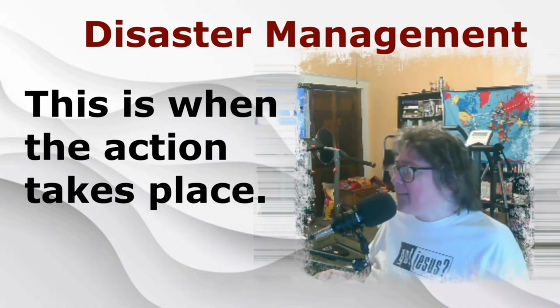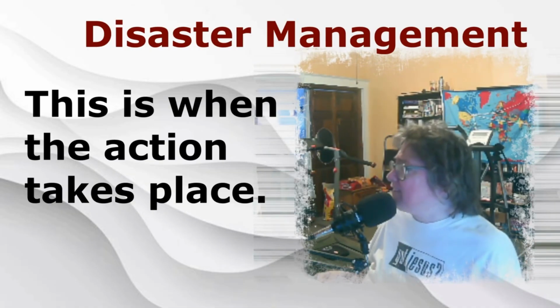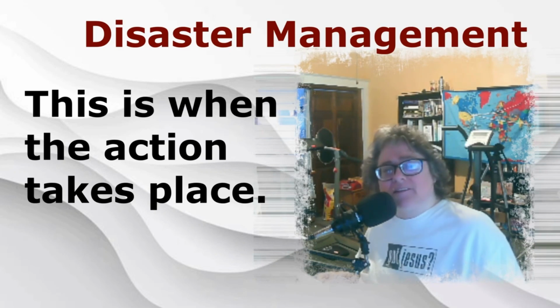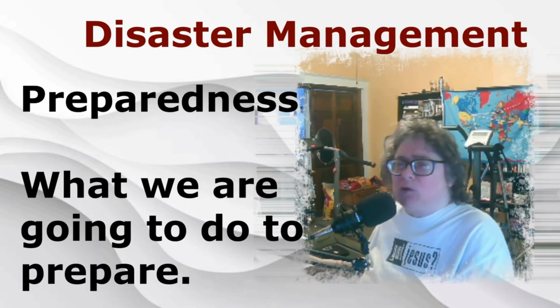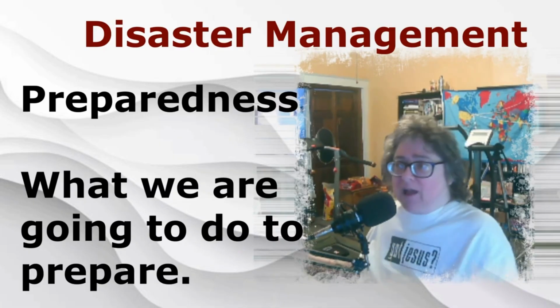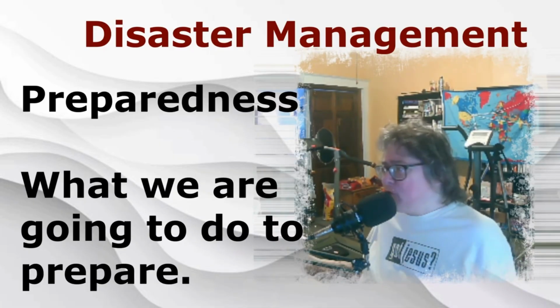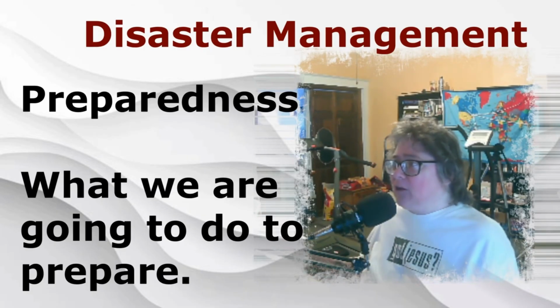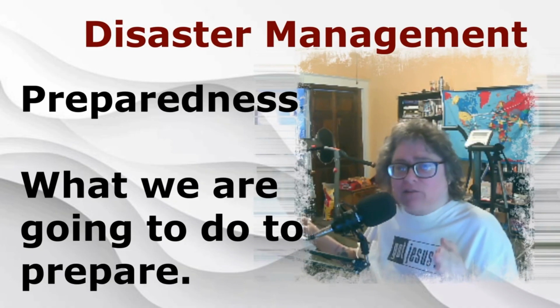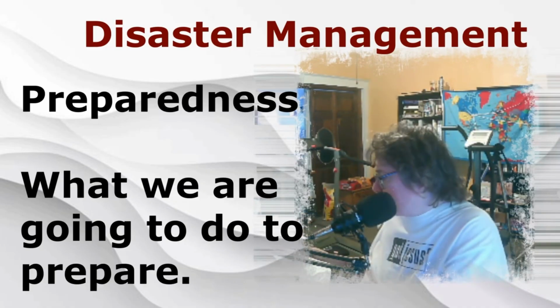Not always can we prevent a disaster. Sometimes a disaster happens. So disaster preparedness is what we're going to actually do. Stockpile food, have enough food for 3-4 days. Go to this shelter. This is our disaster plan, right?